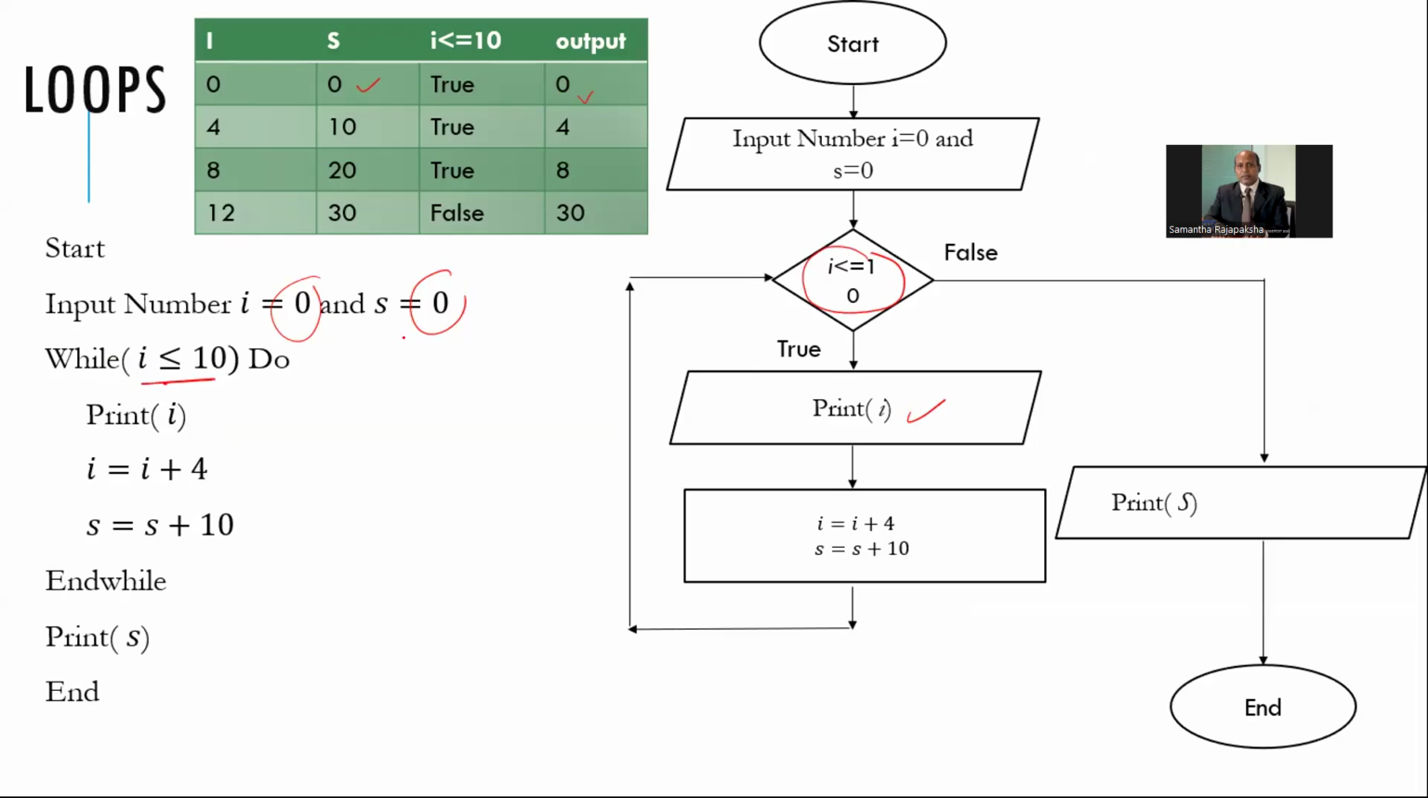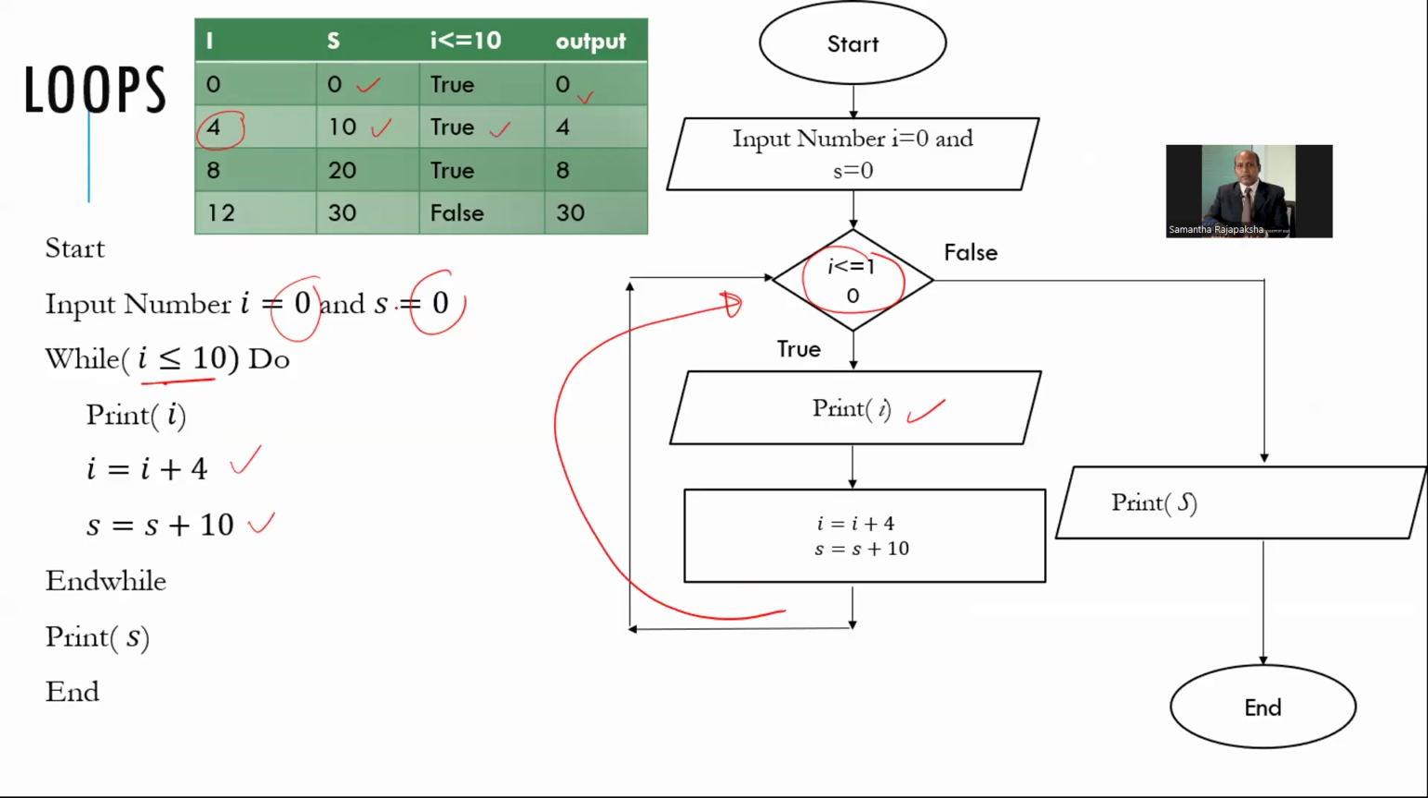Then increment the I by 4. Then I becomes 0 plus 4, which is 4. Then increment the S by 10. S is 0, 0 plus 10 is 10. Then again you go back and check the condition. I is how much? I is 4. Is 4 less than 10? Yes. Condition is true.